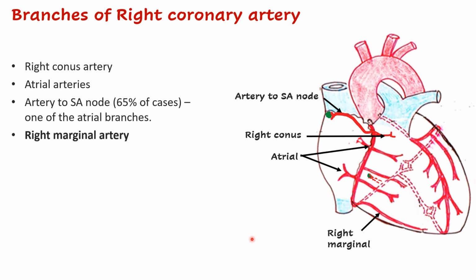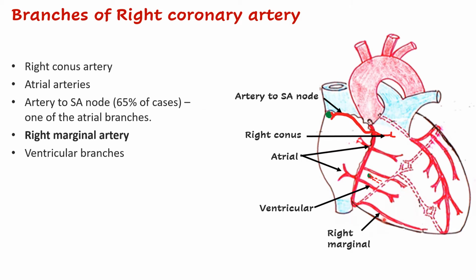Then it will give ventricular branches, and one of them is very big. Here you can see this is the right marginal artery. This is big as compared to other ventricular branches, and this will run along just above the inferior border of the heart on the anterior surface of the right ventricle. Then we have many unnamed ventricular branches, both on the anterior aspect as well as on the posterior aspect also.